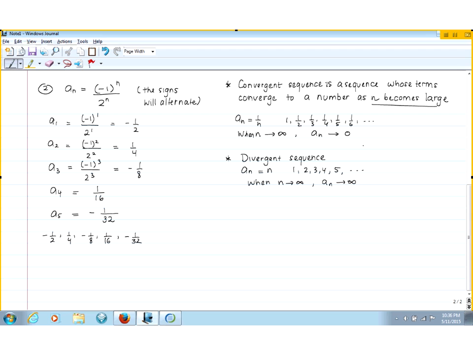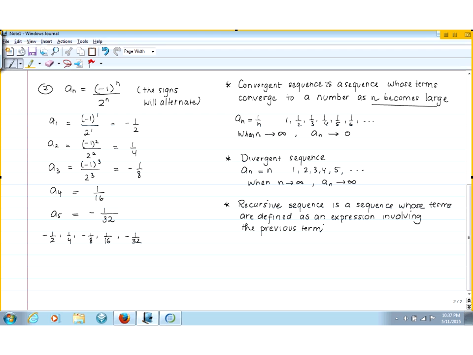Now the next one, we will talk about recursive sequences and then the factorial symbol. What is a recursive sequence? A recursive sequence is a sequence whose terms are defined as an expression involving the previous term.